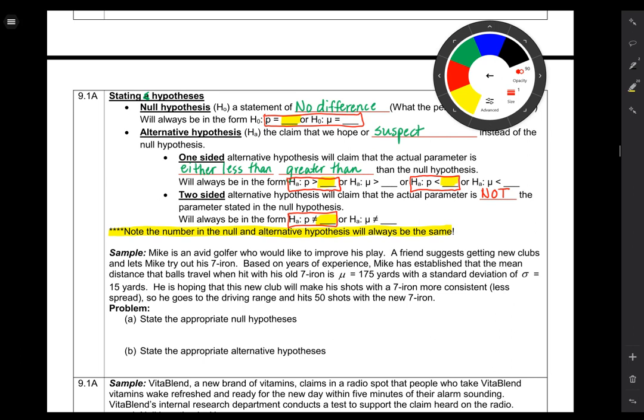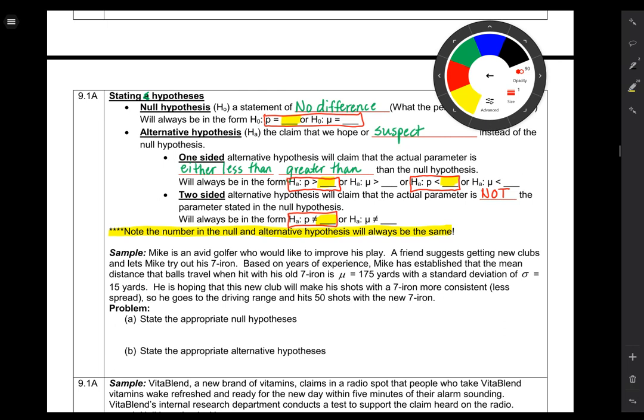Right. Let's look at a few examples, and we won't do all of them, but I want to do at least the first one and then the bottom one. So we're focusing on our proportions, but I want to do the first one because we're going to use it on another page. Mike is an avid golfer who would like to improve his play. A friend suggests getting new clubs and lets Mike try out his 7-iron. Based on years of experience, Mike has established that the mean distance that balls travel when hit with his old 7-iron is mu equals 175 yards with a standard deviation, sigma, of 15 yards. He is hoping that his new club will make his shots with the 7-iron more consistent, so less of a spread. So he goes to the driving range and hits 50 shots with the new 7-iron.